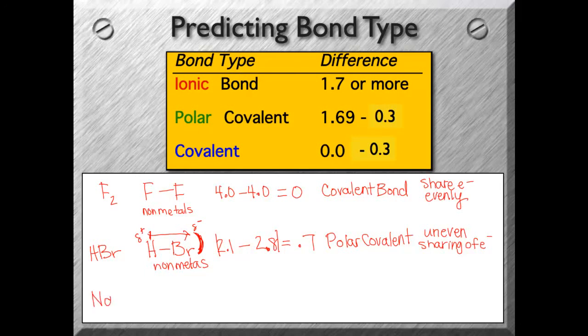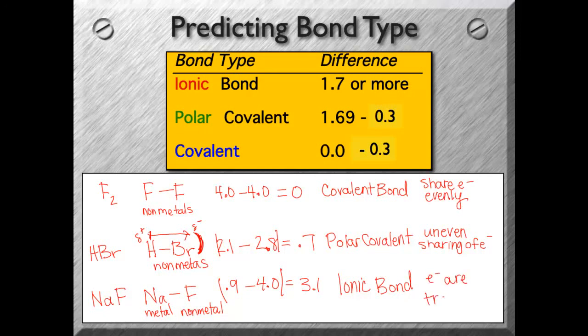If we take a look at NaF, sodium fluoride, we have Na, which has a 0.9. Well, let's draw our molecule first, or our compound. So this is a metal. Nonmetal. This will be a 0.9 minus a 4. So we get 3.1. Again, absolute values. We don't care about the negative sign. This would be an ionic compound or an ionic bond. So in this case, the electrons are transferred between the two.